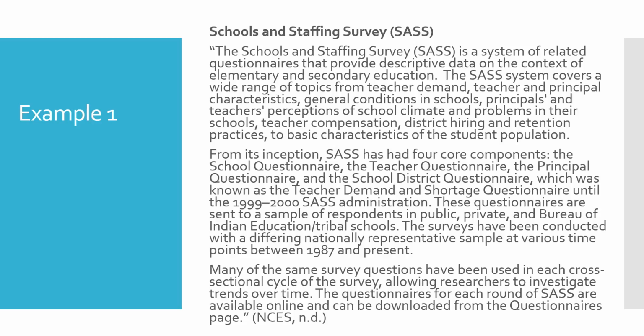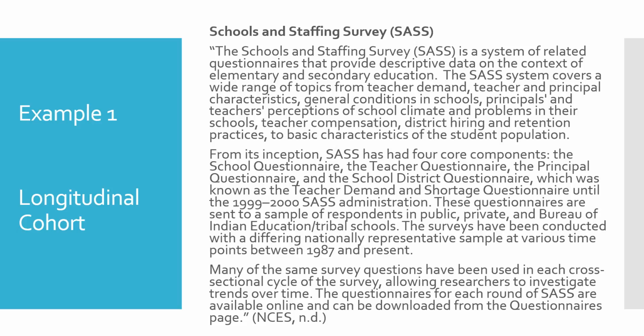Okay, so hopefully as you read through the SASS, it became apparent to you that this data is longitudinal cohort data. Now it's longitudinal data because it takes place over time. So as the description tells us, this data has been collected at various time points between 1987 and present. It is, however, cohort data rather than panel data because at each time point, it's a different set of individuals. In other words, it's not following the same principals, the same teachers, the same schools over time.